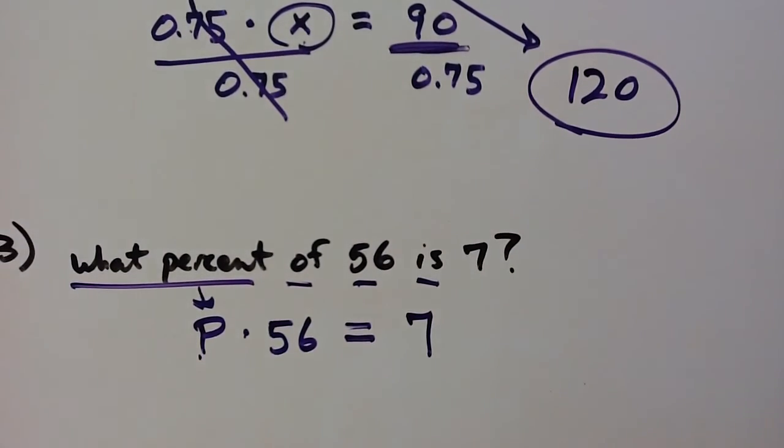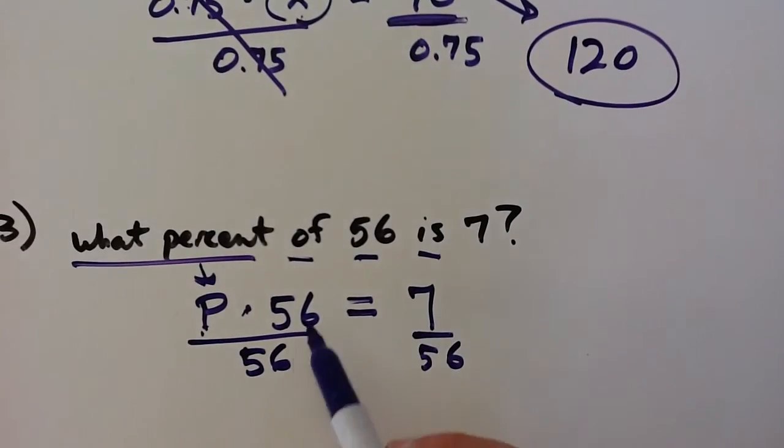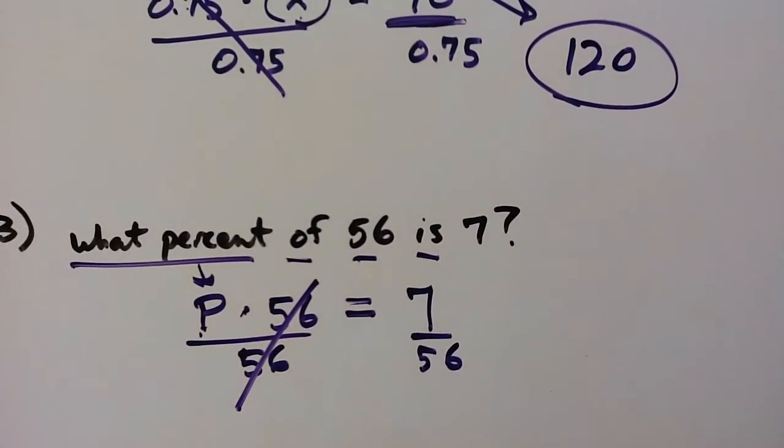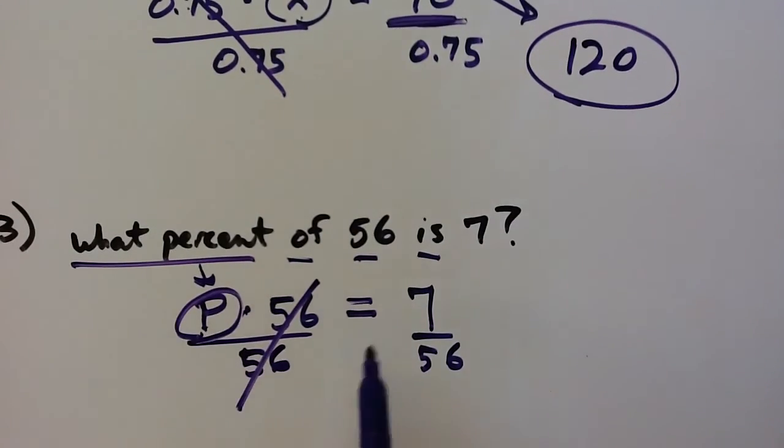That is my equation. Now I've got to solve for P. I've got to get P by itself. I want P to equal something. And so how am I going to undo this multiplication, P times 56? Well, the inverse of multiplication would be division. So I divide this side by 56 and this side by 56. You always do the same thing to both sides of the equation. These 56 simplify because 56 over 56, that's 1 times P, or just P. So P is equal to 7 over 56, or 7 divided by 56.